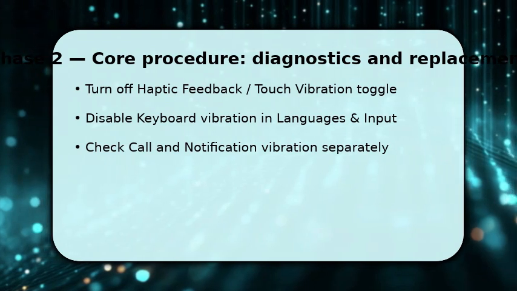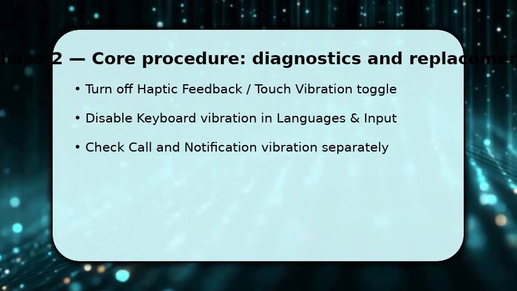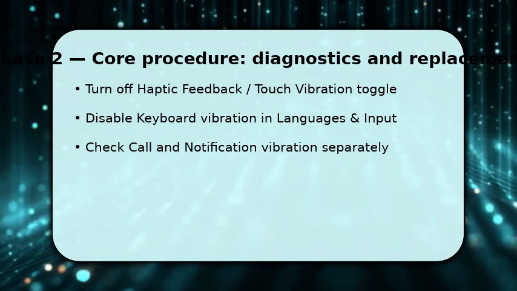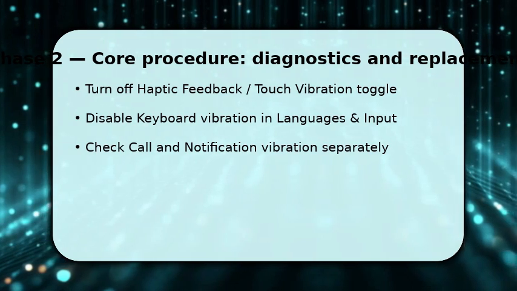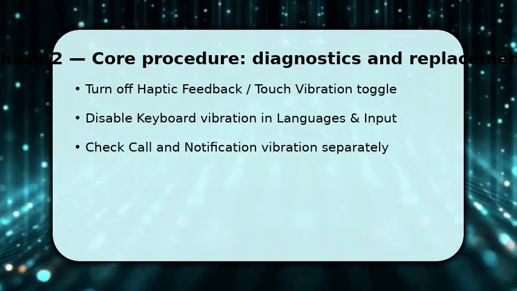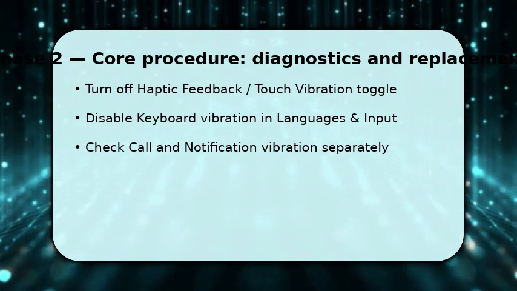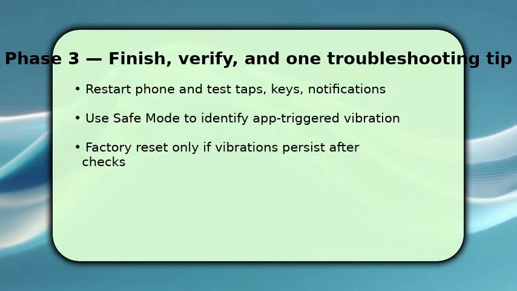Then review call and notification vibration patterns in Sound and Vibration, because those can still trigger the motor. Once done, restart the phone to apply all settings and confirm behavior before moving on to app-level exceptions or accessibility options. Finish by rebooting the device and testing.